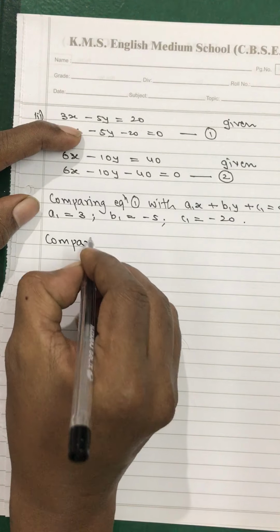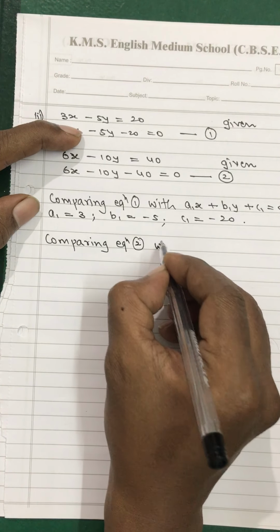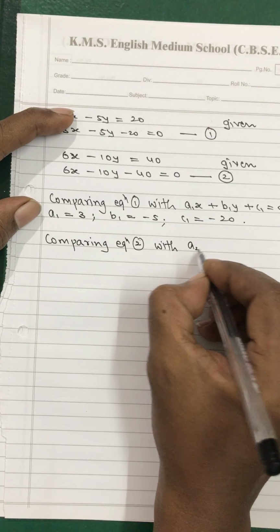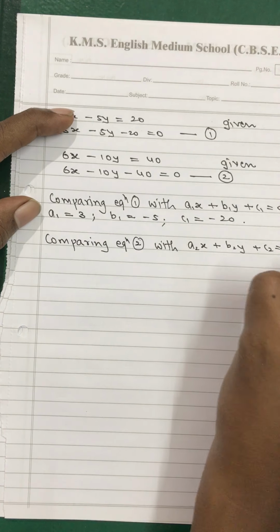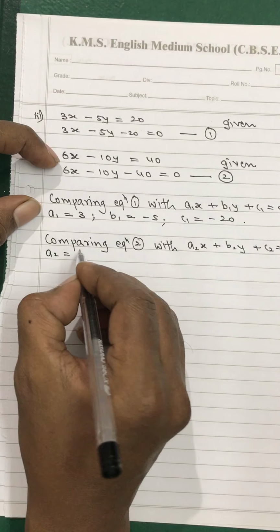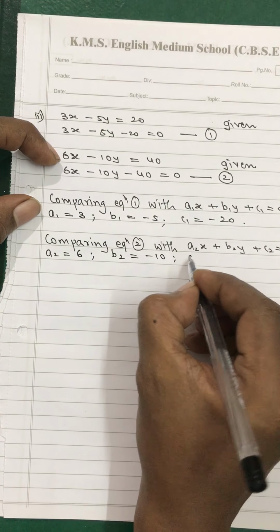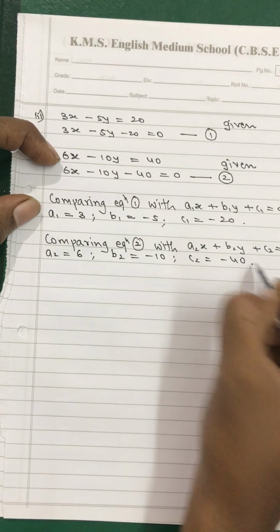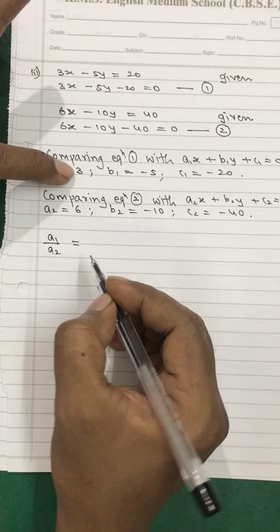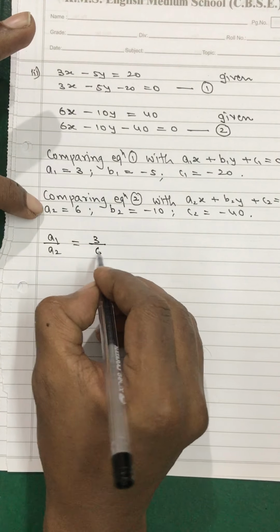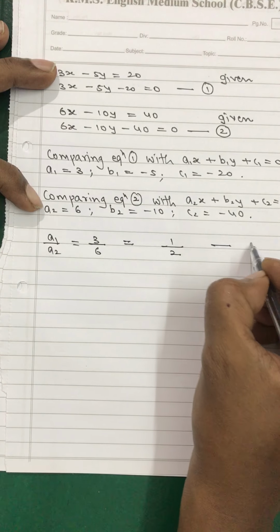Comparing equation 2 with a2x plus b2y plus c2 is equal to 0, a2 is equal to 6, b2 is equal to minus 10 and c2 is equal to minus 40. So next, a1 upon a2: a1 is 3 upon a2 is 6, this is equal to 1 upon 2, 3 1s are 3, 2s are 6.